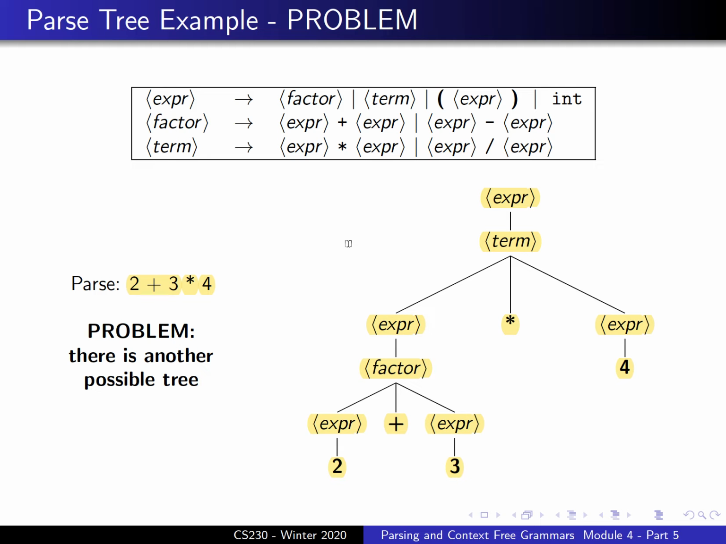This is an example of what's known as an ambiguous grammar, and that's a problem. We really don't want our grammars to be ambiguous. There should only be one way to interpret the source.